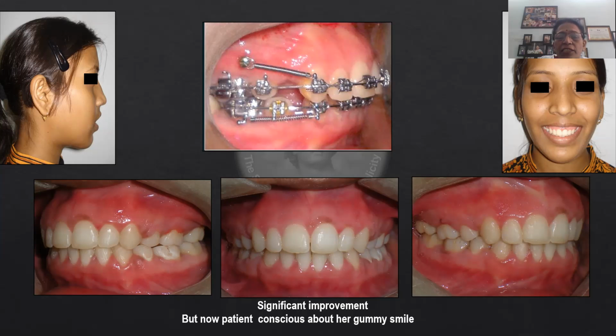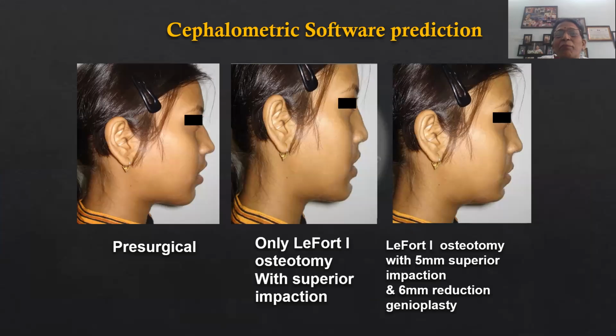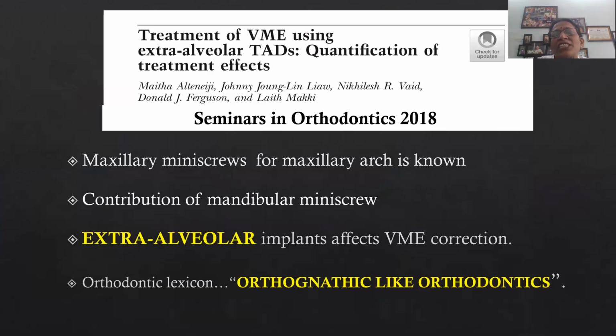There was a significant correction, but now the patient complained of the gummy smile. So what to do? So this was the prediction here. We had told her that a Le Fort I superior impaction of 5 mm was needed with a 6 mm reduction genioplasty. But when patients are not ready for surgery, then what?